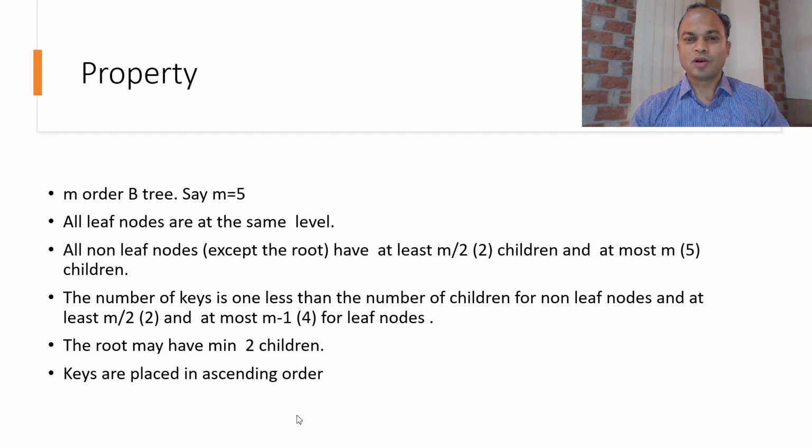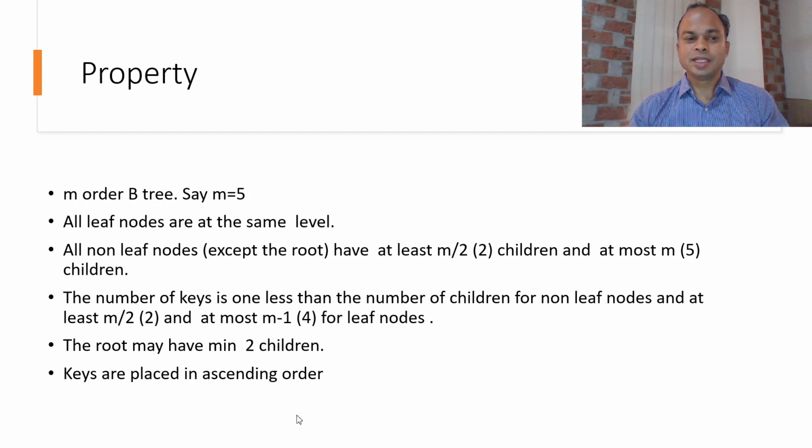Property number 1: all leaf nodes should be at the same level. Property number 2: all non-leaf nodes except the root may have at least m by 2 children and at most m children. For m equals 5, at least 2 children and at most 5 children. If we talk about the insert operation, then we have to refer to the at most case. If we talk about the delete operation, then we have to check our at least property.